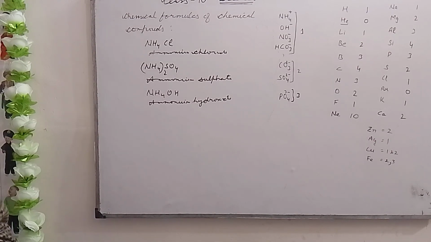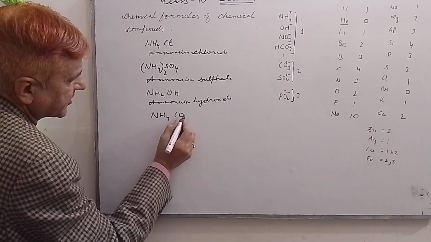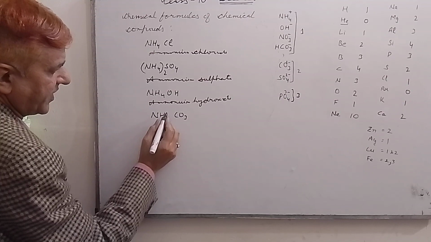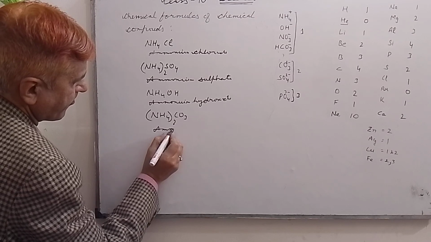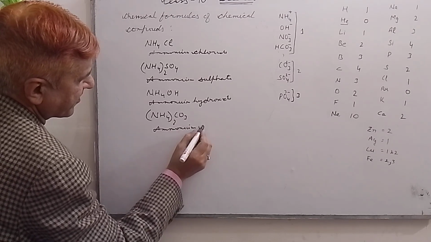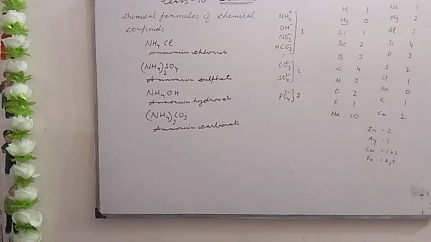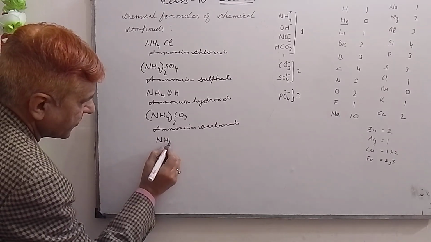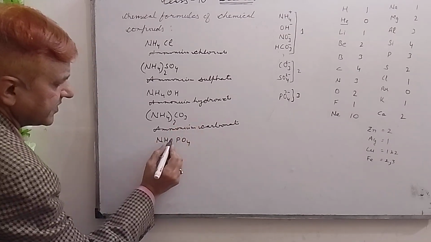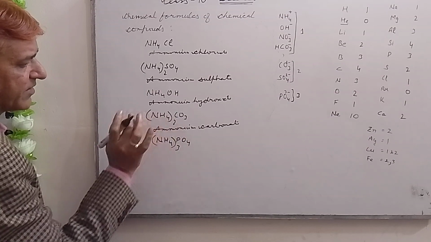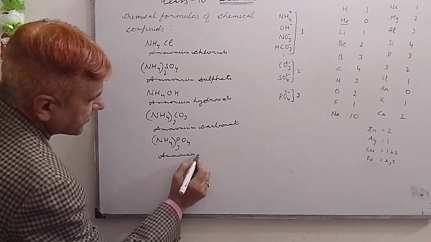And after this we have ammonium carbonate, NH4 CO3. Carbonate, again valency is 2, ammonium 1, so this is ammonium carbonate. And after that, ammonium phosphate, NH4 and phosphate is PO4. Valency of phosphate is what? 3, and ammonium 1, so this is ammonium phosphate.